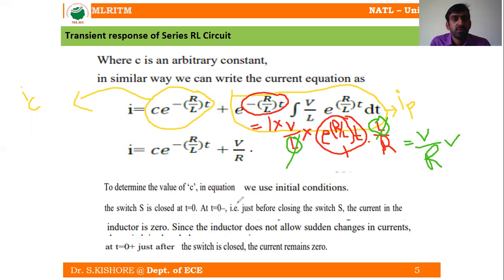Now, using the same initial conditions in the complementary function also, to determine the value of C here, what can we write?